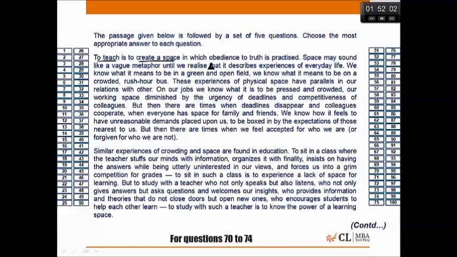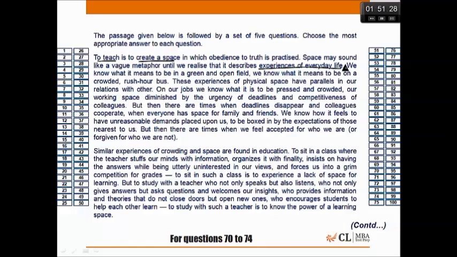Until we realize that it describes experiences of everyday life. We know what it means to be in a green and open field. We know what it means to be on a crowded rush hour bus. These experiences of physical space have parallels in our relations with others. On our jobs, we know what it is to be pressed and crowded, our working space diminished by the urgency of deadlines and competitiveness of colleagues. But then there are times when we have unreasonable demands placed on us, to be boxed in by the expectation of those near us.